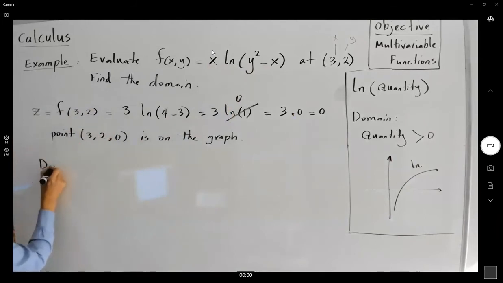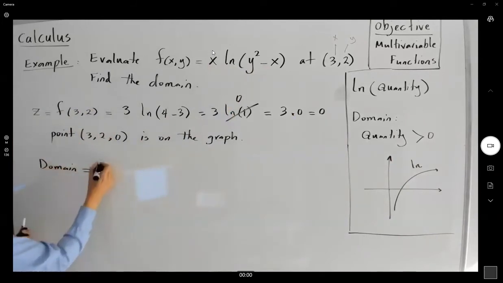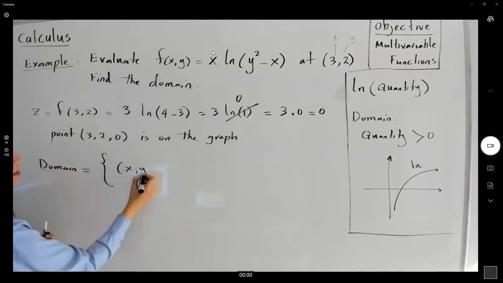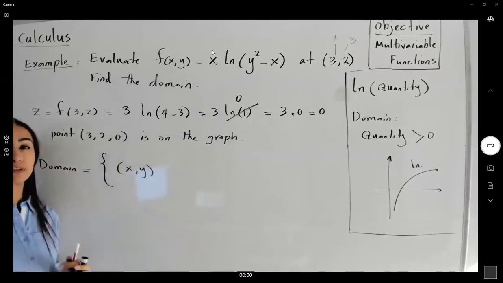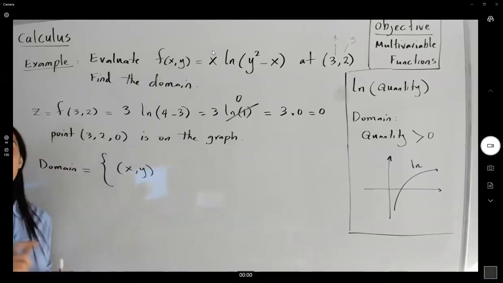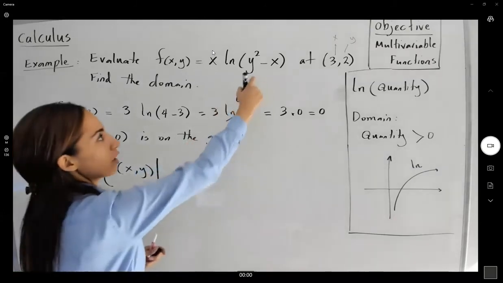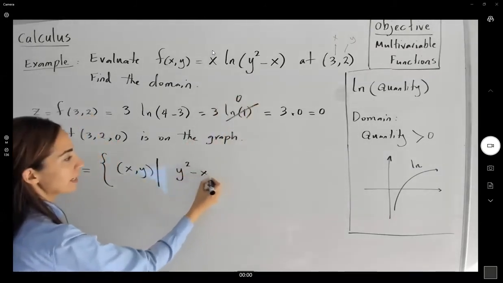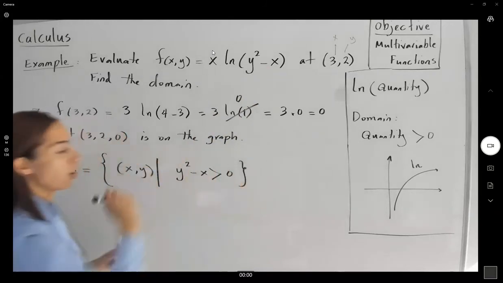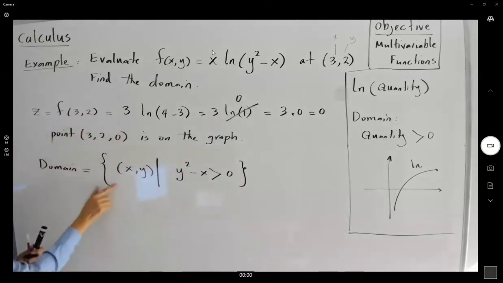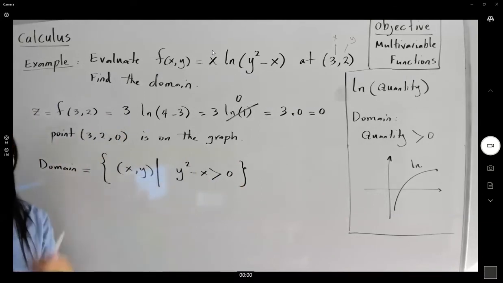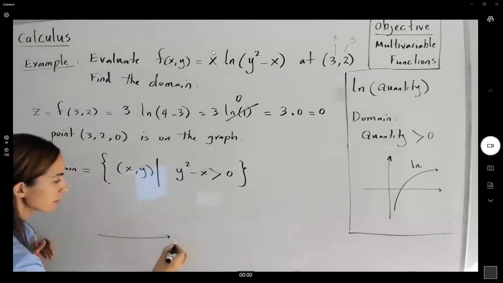So the domain is equal to the set of all x and y's. We have two free variables. We need to include both of them in the domain such that y squared minus x is always positive. Okay, this is my domain. I found the domain. But how do I visualize the domain? How do I graph the domain in the 2D plane? Well, it's not that hard.